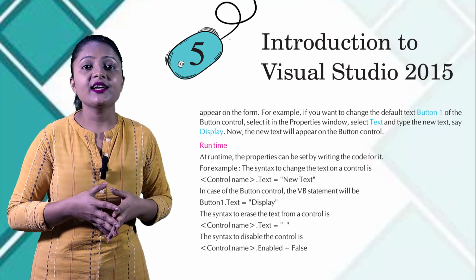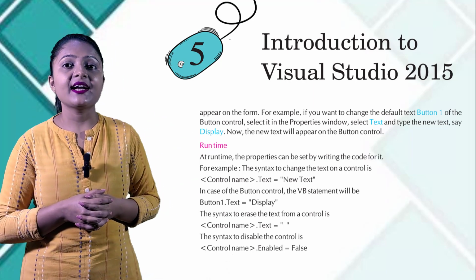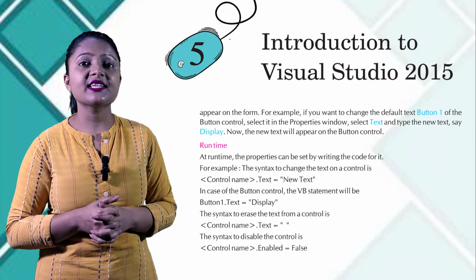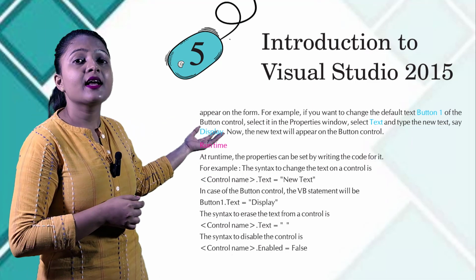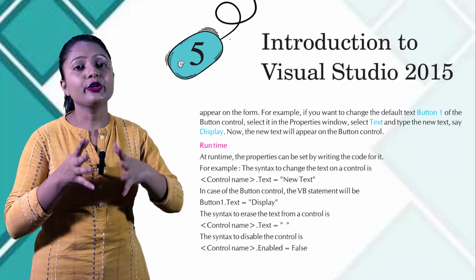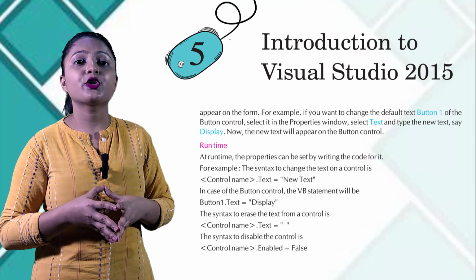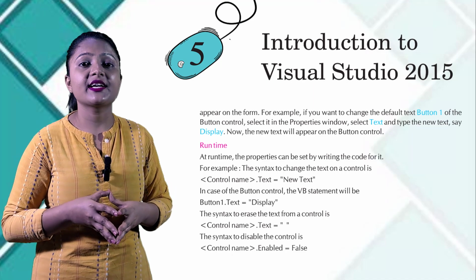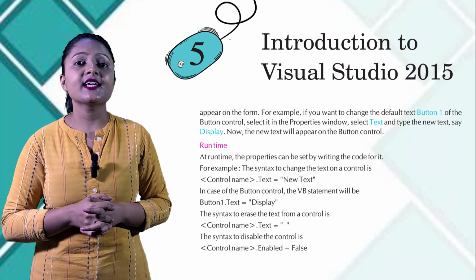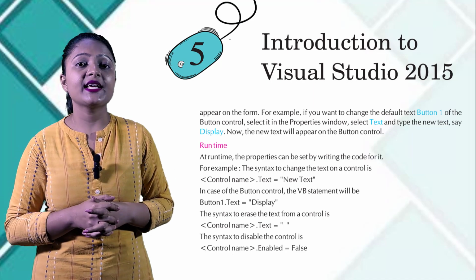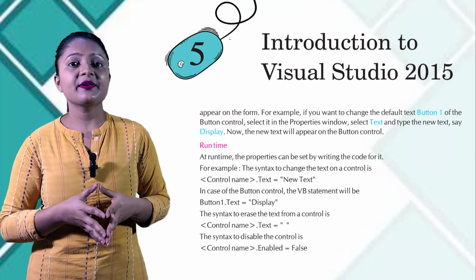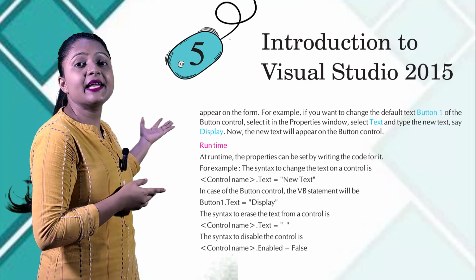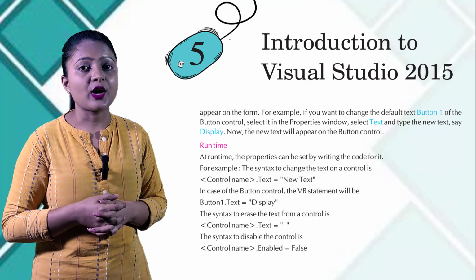Runtime. At runtime, the properties can be set by writing the code for it. For example, the syntax to change the text on a control is ControlName.Text = new text. In case of the button control, the VB statement will be Button1.Text = "Display". The syntax to erase the text from a control is ControlName.Text = "". The syntax to disable the control is ControlName.Enabled = False.